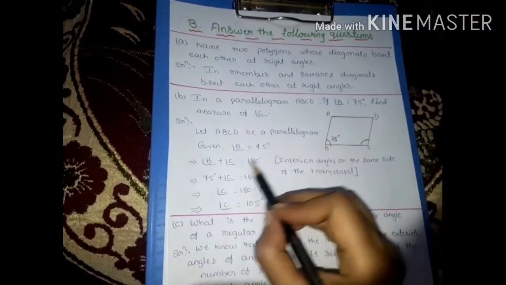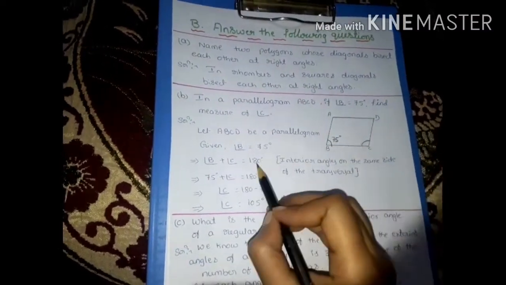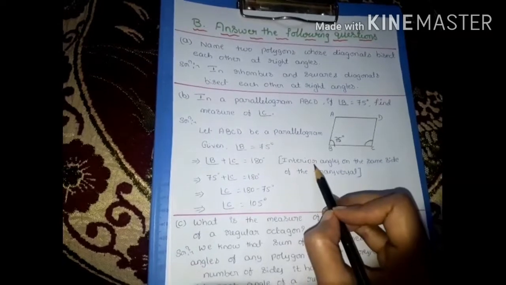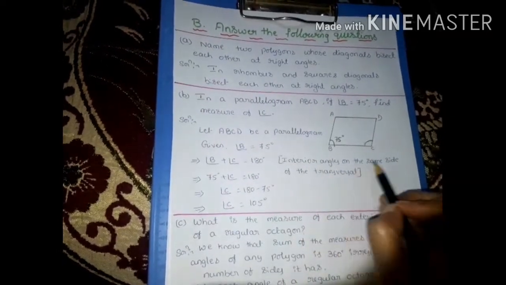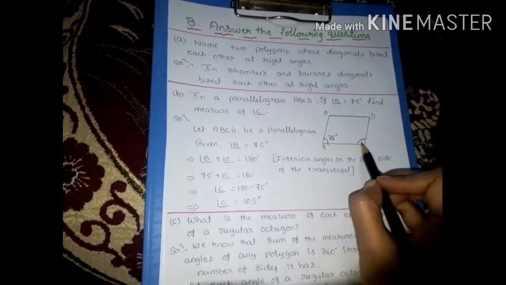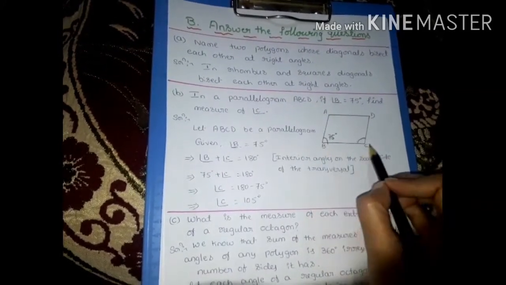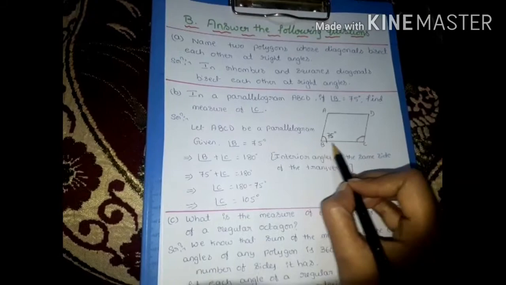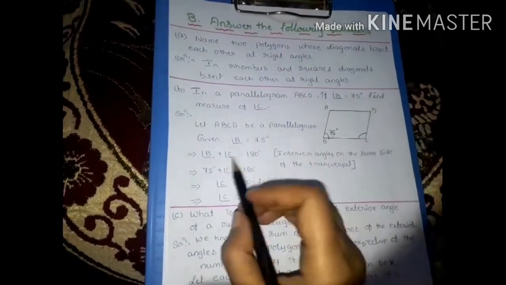Angle B plus angle C is equal to 180 degrees. Reason, you have to write: interior angles on the same side of the transversal are supplementary. Here these two are interior angles on the same side of this transversal. Here the transversal is BC; BC acts as a transversal.